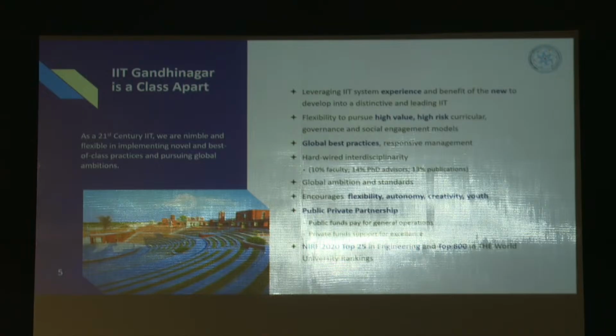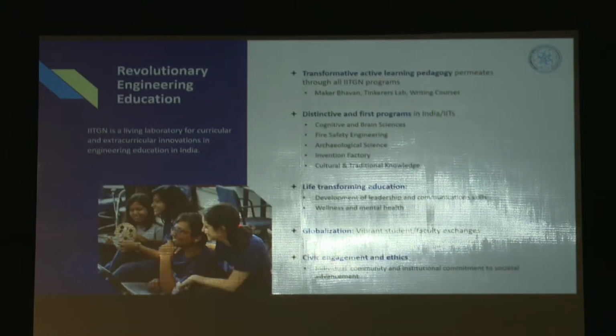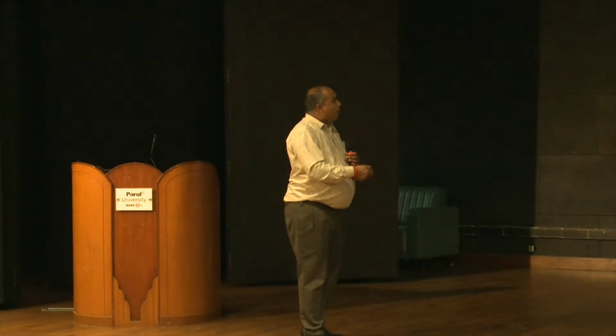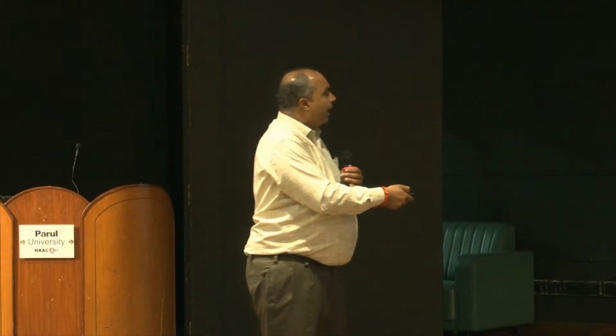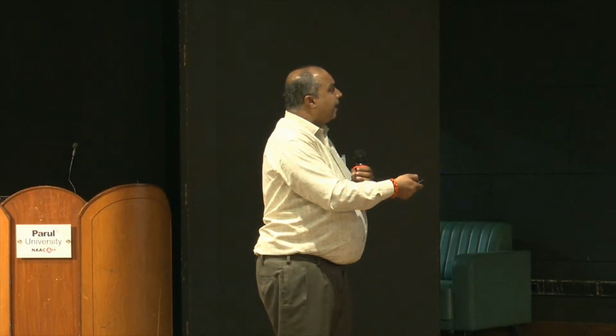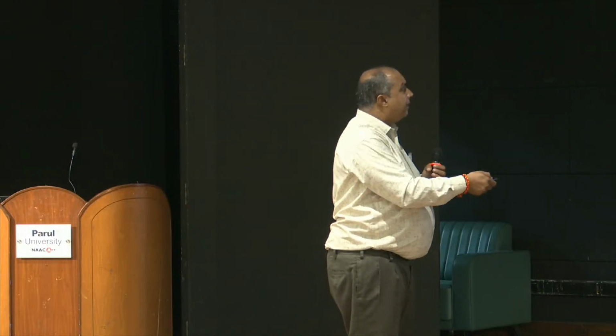We have been in the top 25 ranks and in the top 800 in the world university rankings. And we are now aiming to revolutionize engineering education in India. And there we have an answer: IIT Gandhinagar is a living laboratory of curricular and extracurricular innovations in engineering education in India. We have amazing labs without any borders. Any student can go into any lab and use the facilities. We have programs like Makers Bhavan, Tinker's Lab, extensive writing courses, and we are the first IIT in the country to say that we need courses in cognitive and brain sciences.